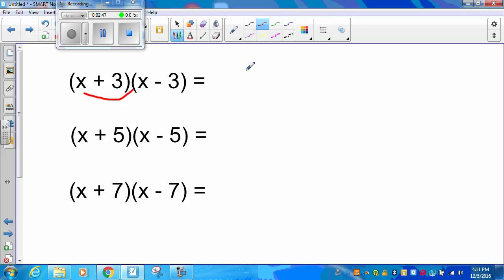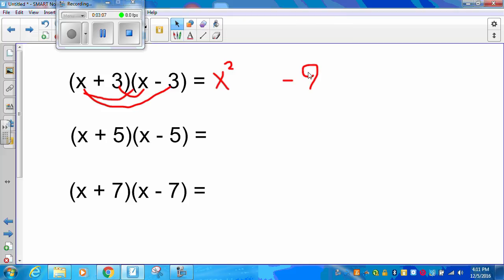You can do these mentally. x times x, I know, is x squared. 3 times negative 3, I know, is going to give me minus 9. And then my middle terms, I'm going to get 3x and negative 3x. Oh, that's interesting. Negative 3x plus 3x is actually 0. I'm actually just left with x squared minus 9.